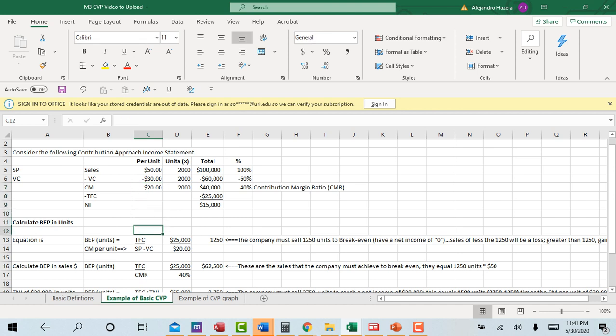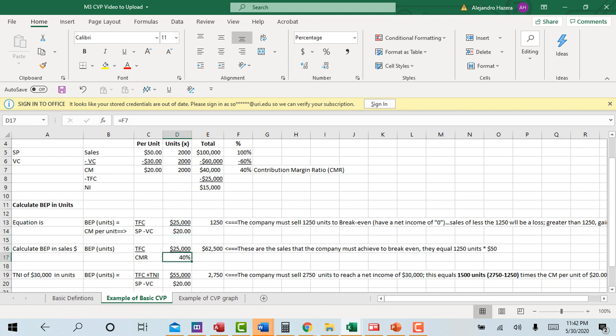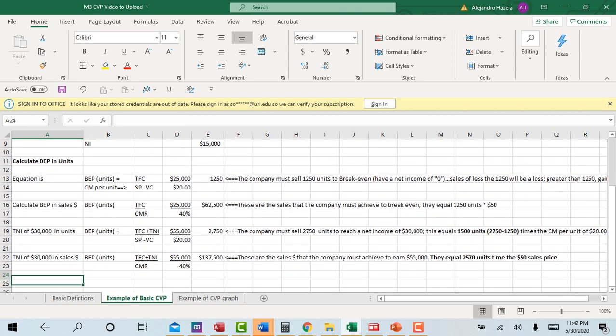We had computed these formulas. The break-even point in units is computed by taking your total fixed costs, dividing by your contribution margin per unit, which is sales price less your variable costs, which is $20. Then we can compute your break-even point in dollars, which is 25,000 divided by your contribution margin ratio of 40%. You could get the same thing simply by taking 1,250 break-even units and multiplying by $50.